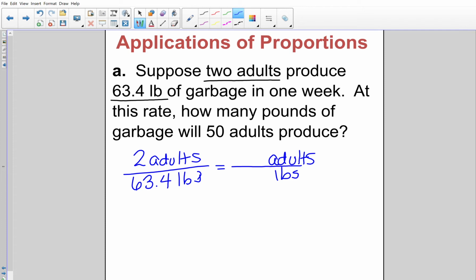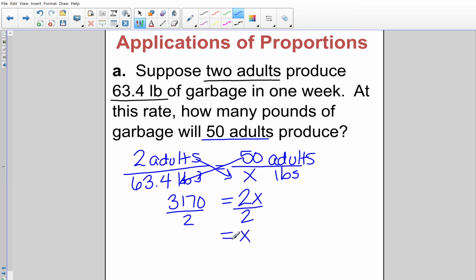Okay? So then when I go back through the problem and I'm looking at the last piece that they give me, I have 50 adults. So that means my 50 has to go on the top to match my labels, and my X needs to go on the bottom. So your labels should be the same all the way across. And if you do it that way, then you're going to be able to cross multiply and have the right solution. So this is going to give me 2x when I cross multiply, and 50 times 64.3 is going to give me 3,170. Okay? So then I just finalize the problem by dividing by 2, and x is equal to 1,585, and I'm looking at my missing label, which is pounds.